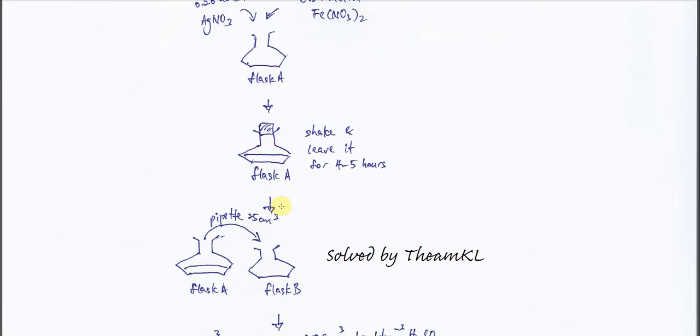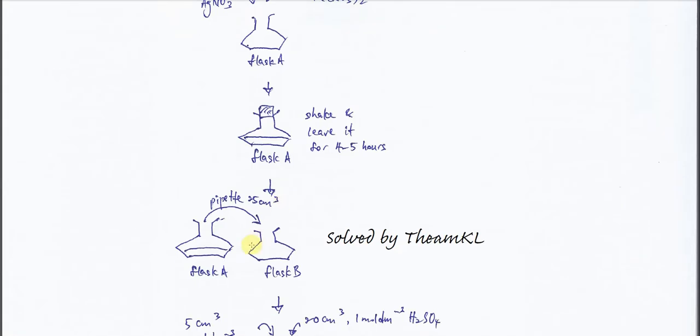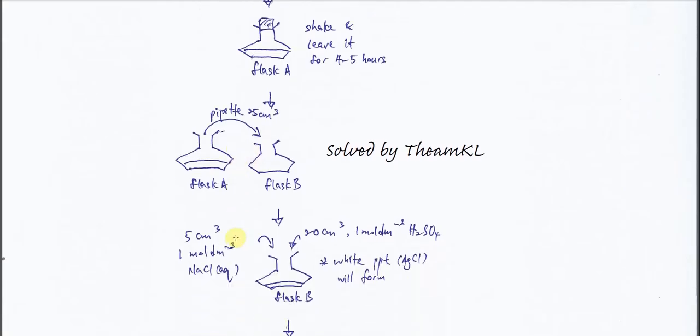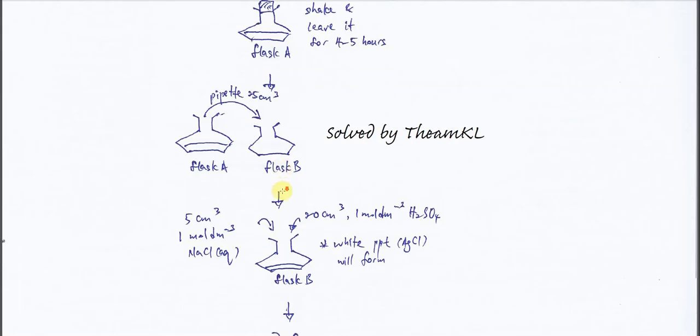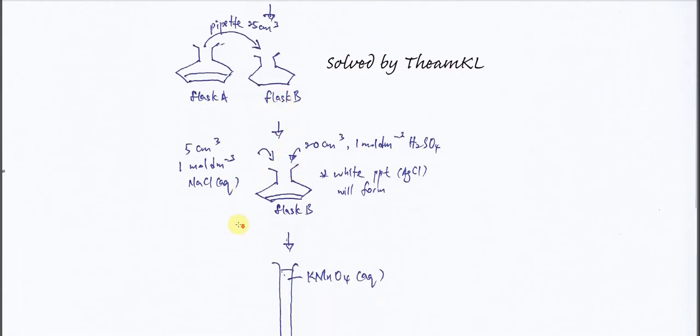Once it has reached equilibrium and the silver solid has settled, we are going to pipette 25 cm³ from flask A to another flask, and we label this new flask as flask B. To flask B, we need to put the sodium chloride solution, 5 cm³, 1 mole per dm³. And after that, we need to add 20 cm³, 1 mole per dm³ H2SO4.